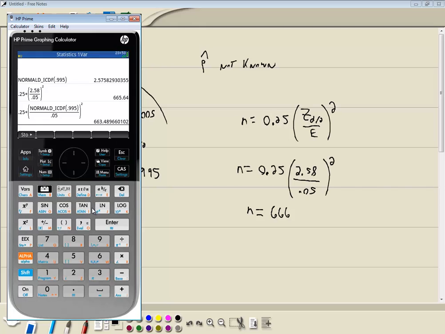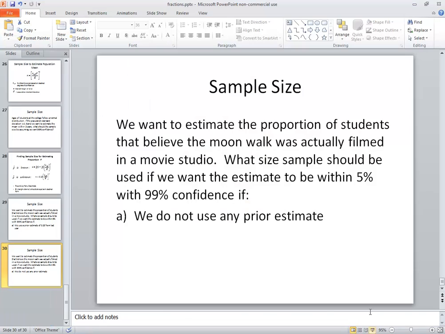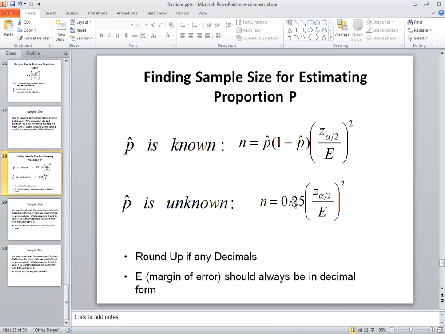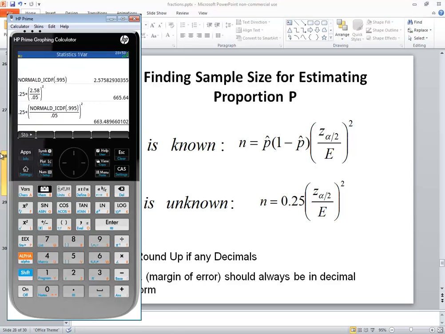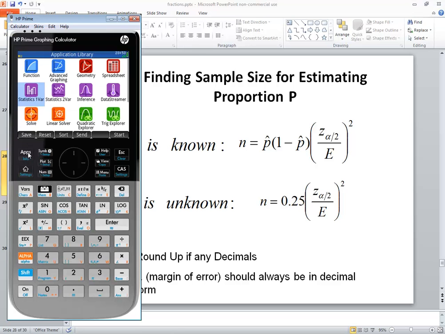Now, in this video, we took a look at how to find the sample size for population proportion where p hat is not known, and the formula we're using was this one right here. To get out of this, you can simply just press your apps to go back to here.